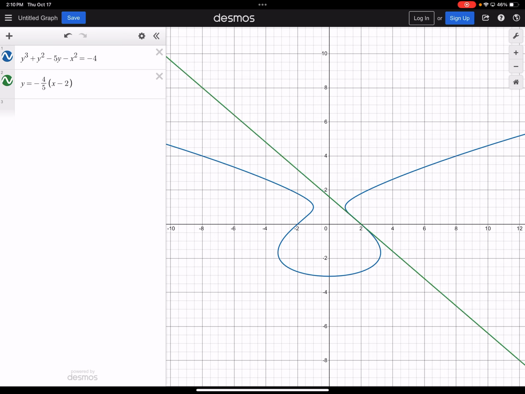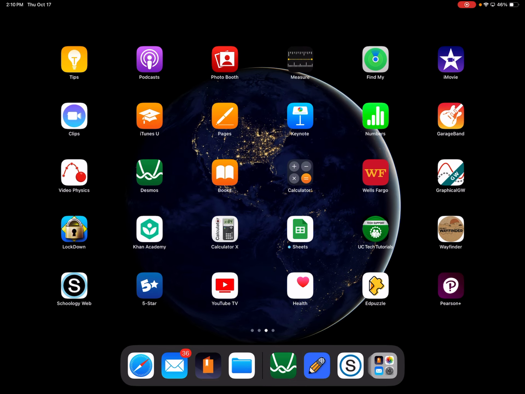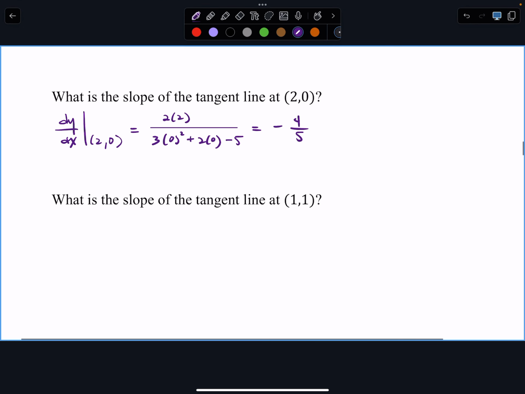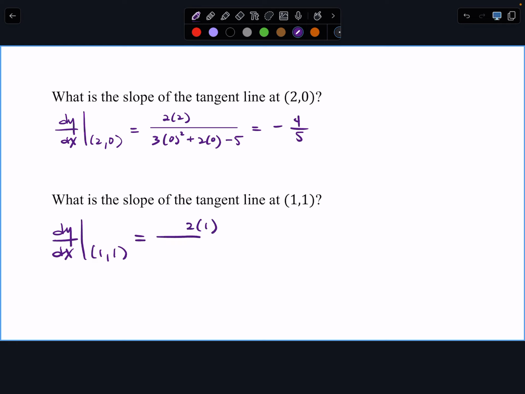So that ends up being the tangent line, the first one that you find at (2, 0). And then for the next one, dy over dx at (1, 1), and what Art was mentioning.